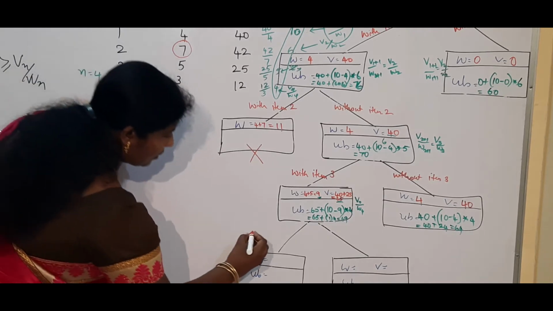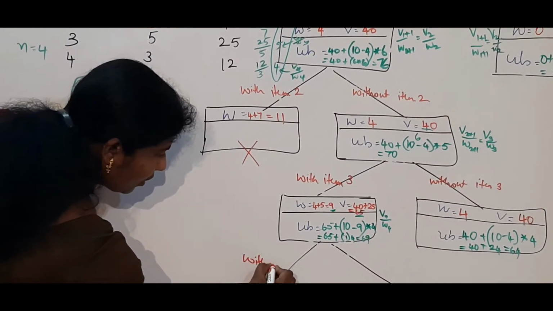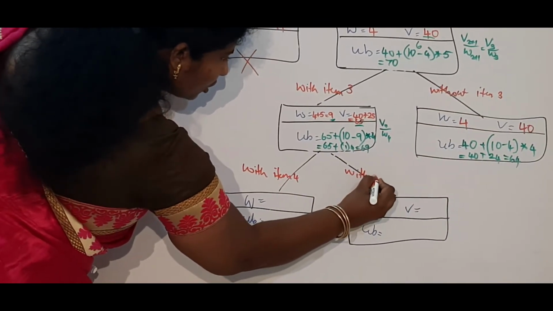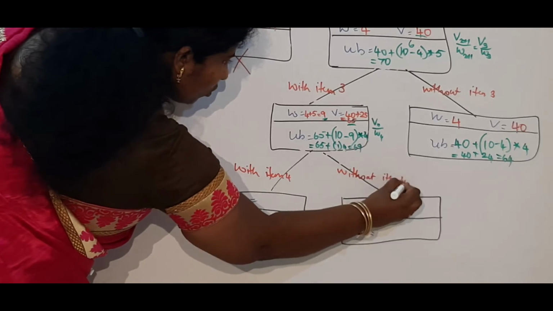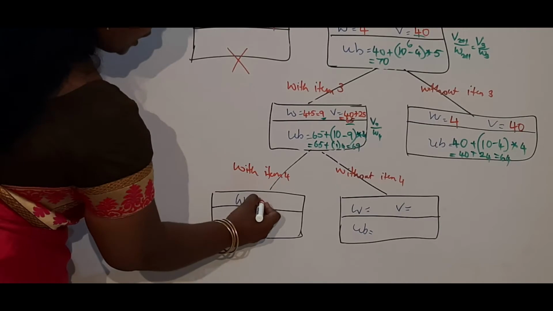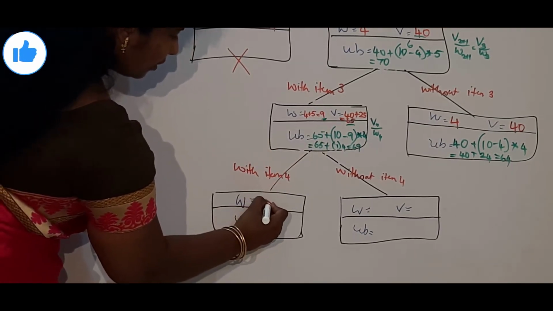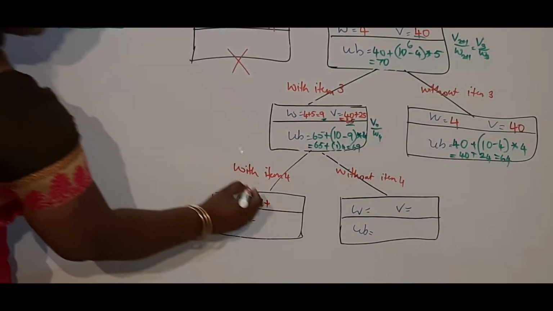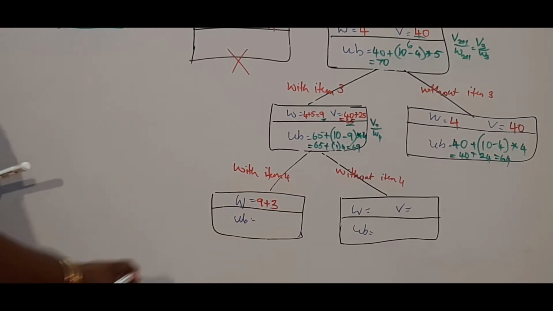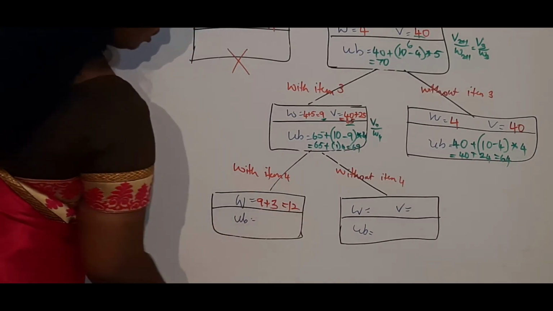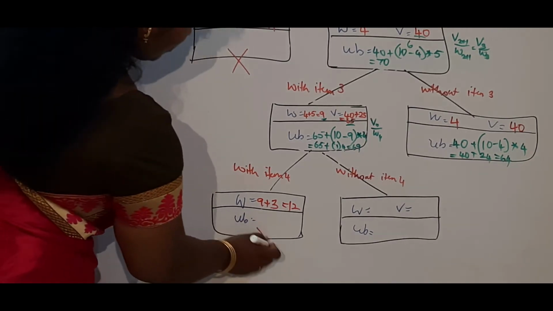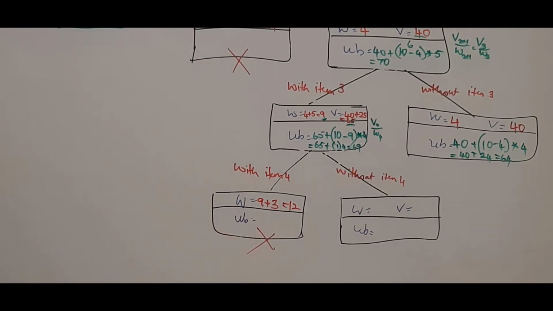Now adding the last item, item 4, and without item 4. So now what would be the value of this weight? Already I have 9 and the weight for this is 3. So this would cross the limit of 12. So now can I add this item? No, I cannot add further. So I have to stop with this.